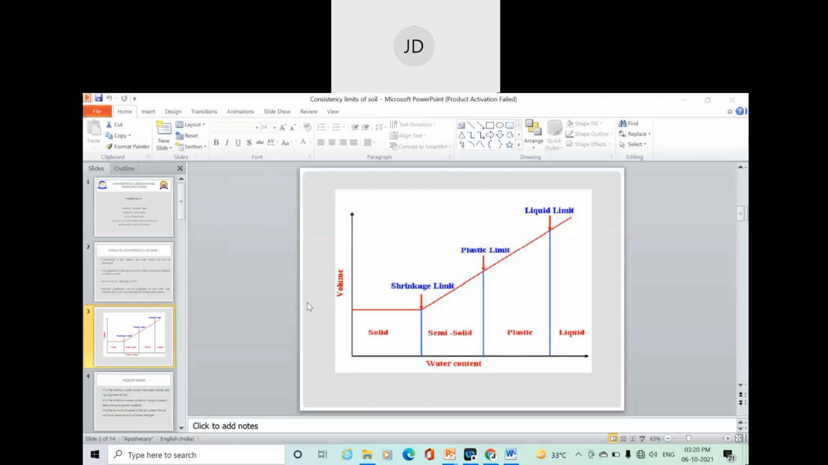Okay. So I'm talking about this. That is, if you increase water from here to here. Oh, wait a second. Yeah.